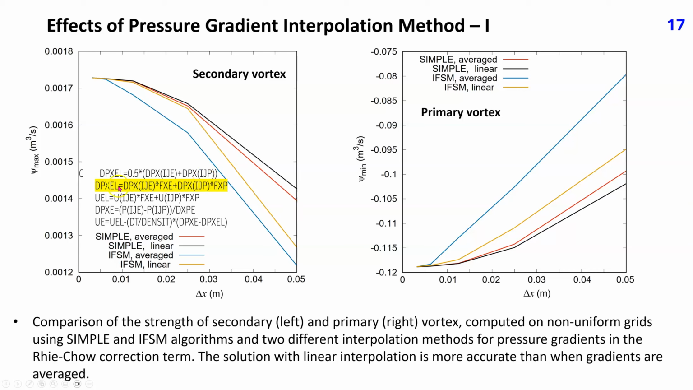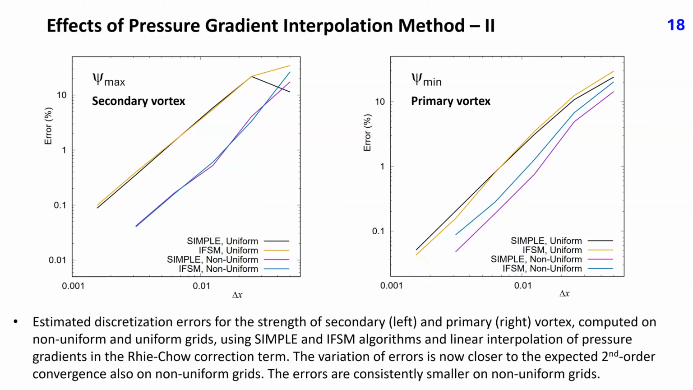When the pressure gradient is linearly interpolated, as highlighted here, the results are much better, as can be seen in these two plots of the variation of vortex strength for both primary and secondary vortex. Now the results from non-uniform grids are consistently more accurate than the results from uniform grids, and the difference between SIMPLE and IFSM is much smaller than in slide 15.